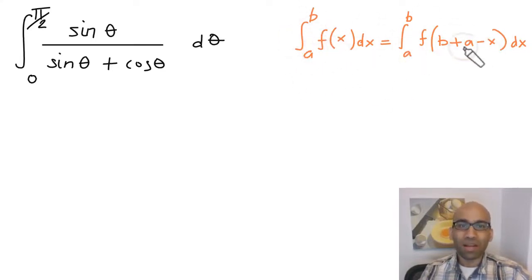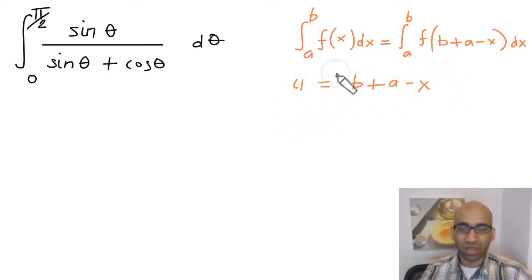Remember, the function remains the same, just the argument, the thing inside, becomes b plus a minus x, and the limits are the same. Let's try to prove this real quick. What we can do is substitute u equal to b plus a minus x. That's going to be your u substitution, and let's substitute it inside this formula.